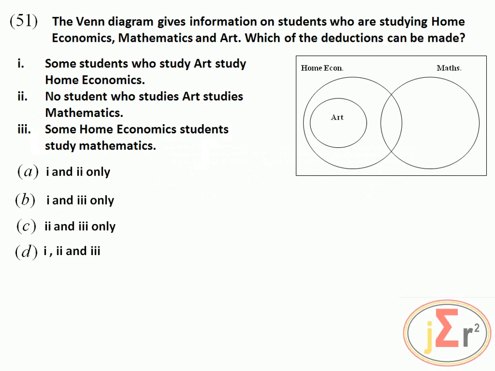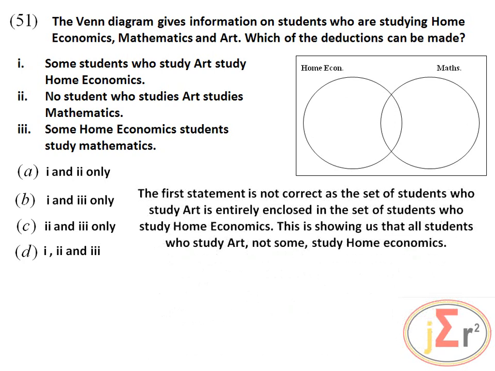The Venn diagram gives information on students who are studying home economics, mathematics, and art. Which of the deductions can be made? And of course, we are not going to summarize them because we are going to take a look at each of them individually.